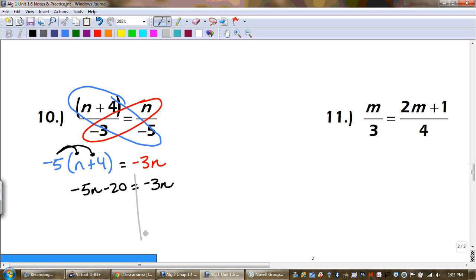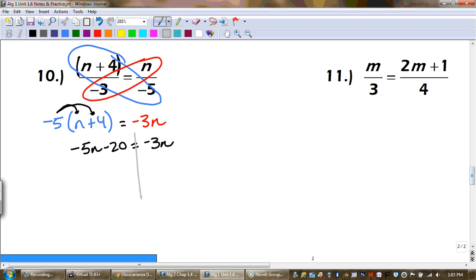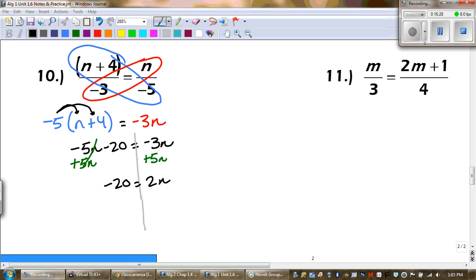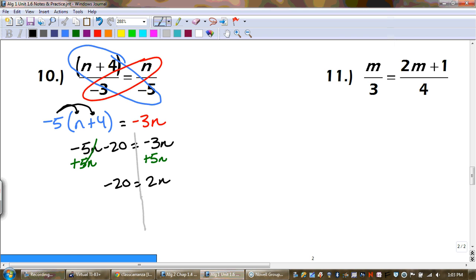And now when we have variables on both sides, we have to move the smaller variable, okay? And this might be hard to see, but the smaller variable is actually the 5n, okay? So once we do that, we get negative 20 equals 2n. Okay, and now to get the n by itself, we have to divide. And you divide both sides by 2, and we get negative 10 equals n.